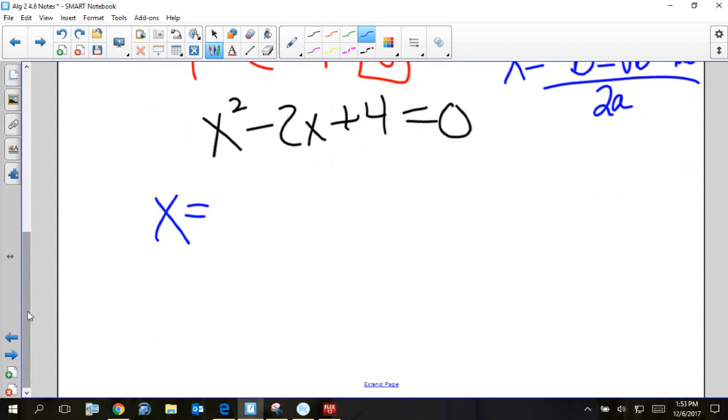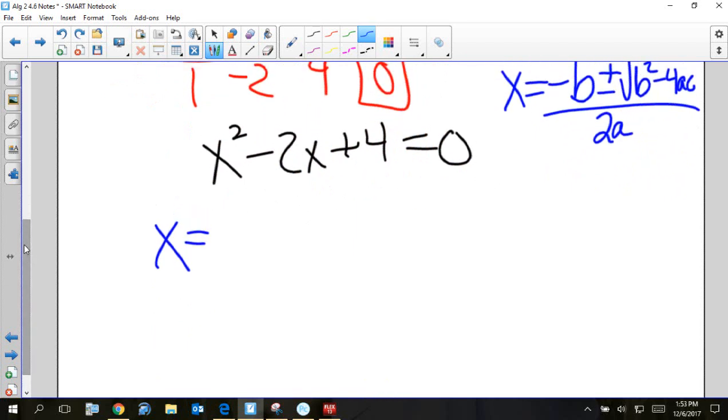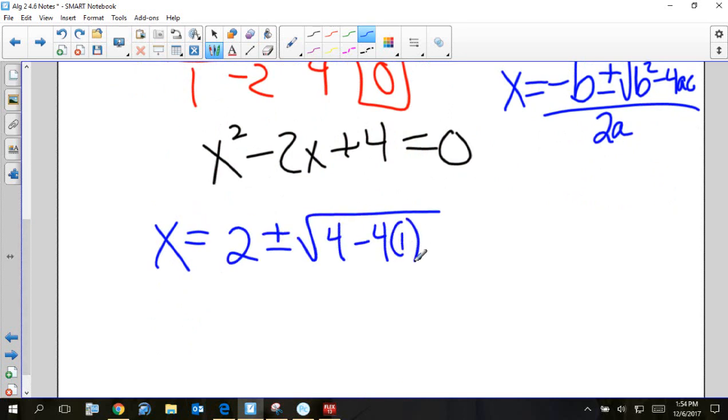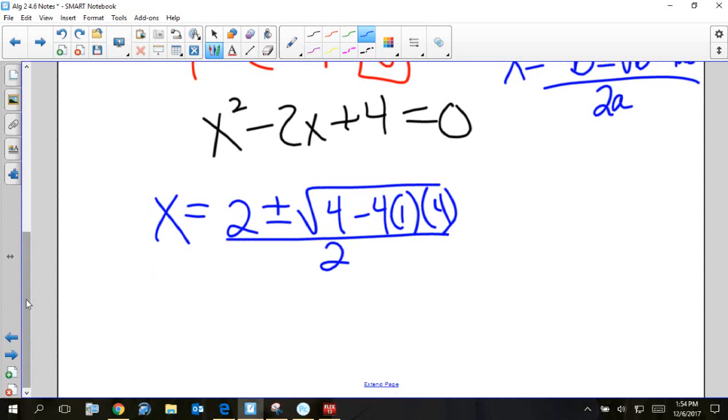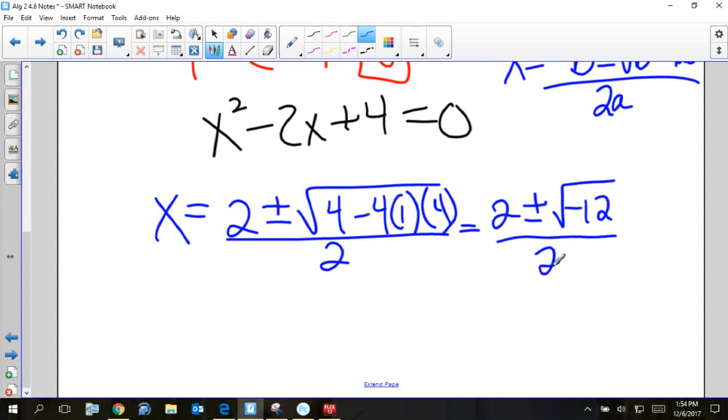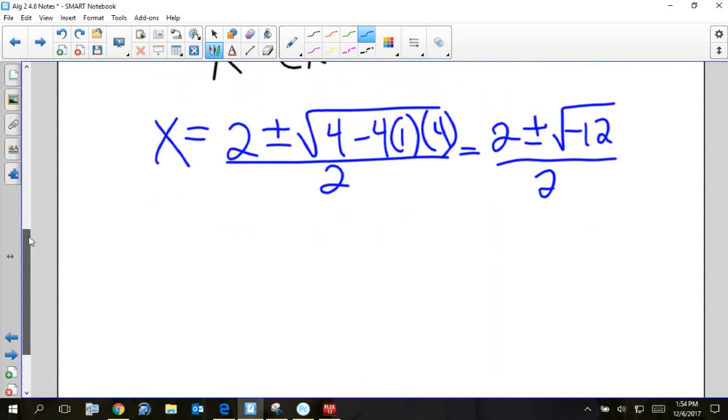So then we're going to plug in our A, B, and C. X equals opposite of -2, so 2 plus or minus square root 4 minus 4 times 1 times 4 all over 2A. When we simplify it, we get 2 plus or minus square root of -12 all over 2. So as soon as I write that, what does that tell me about my other two solutions? They're imaginary, you can't see them. Now we just have to simplify and find what they are. So the square root of -12, let's simplify that first.